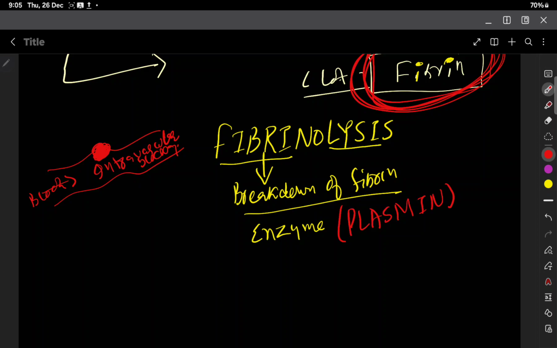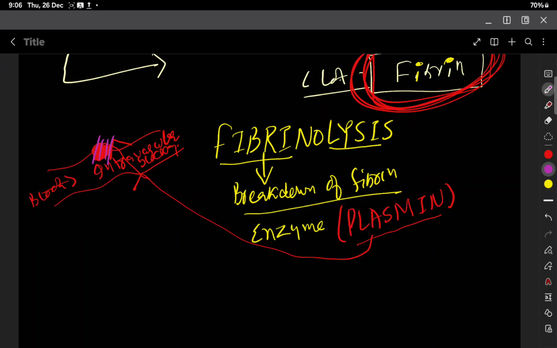If this clot has been formed in the vessel and is not removed from here, it will cause intravascular blocking. So to prevent this intravascular blocking, our body has one natural enzyme which is called plasmin. This plasmin comes and breaks down the clot. So there will be breakdown of this clot, which is called fibrinolysis.